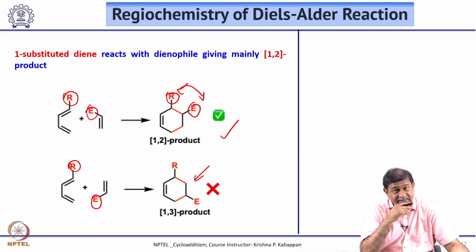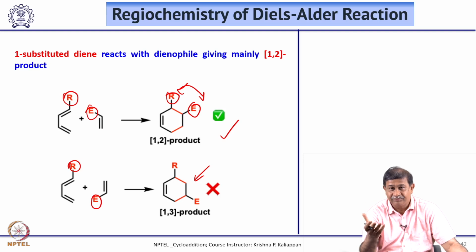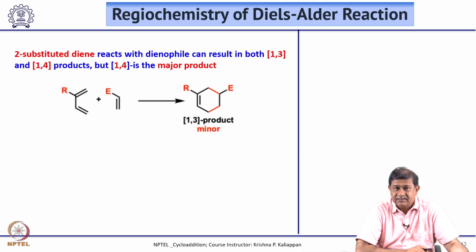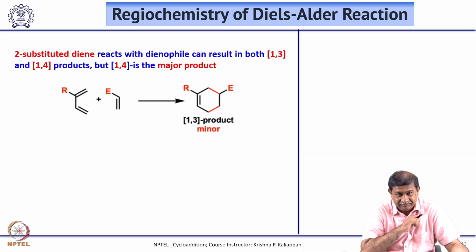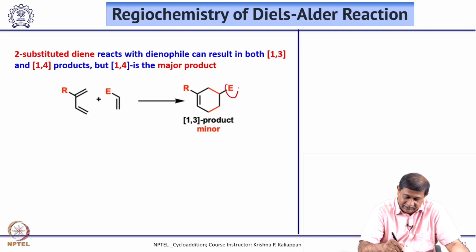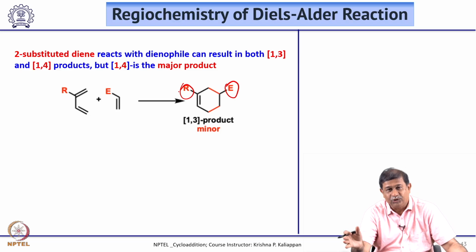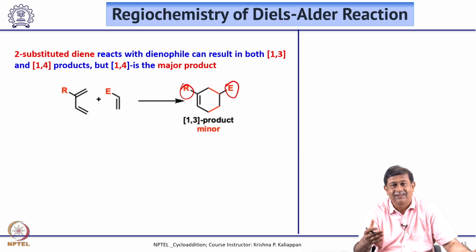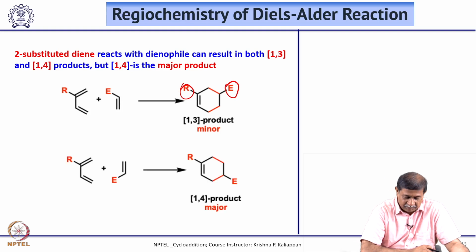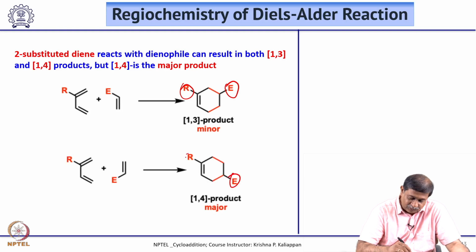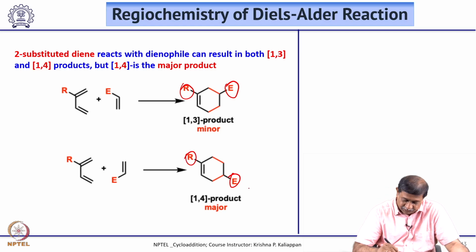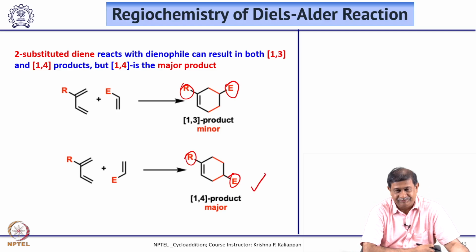So how does it happen? How do you give an explanation? Again, you have to use the endo rule first. Second, you have to use the electron density, or the orbital coefficient. Likewise, if you have a 2-substituted diene, then in the product the substituent on the dienophile and the substituent on the diene can be 1-3 related. Another possibility is they are 1-4 in the final product. Between these two, the 1-4 product is the major one.